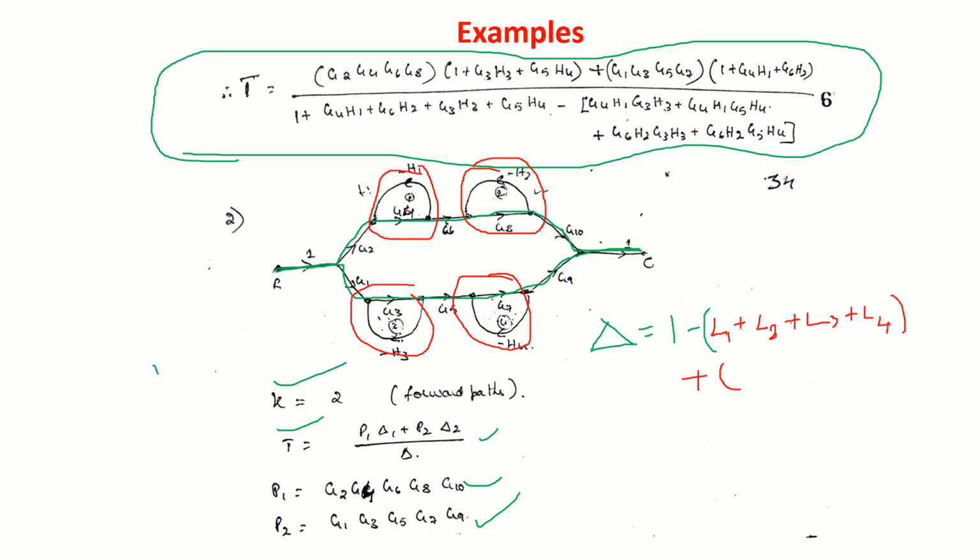Next, 2 non-touching. L1 and L2 are not touching. L1 and L3 are not touching. L1 and L4 are not touching. Then L2 and L3 are not touching. Then L2 and L4 are not touching. And L3 and L4 are not touching.